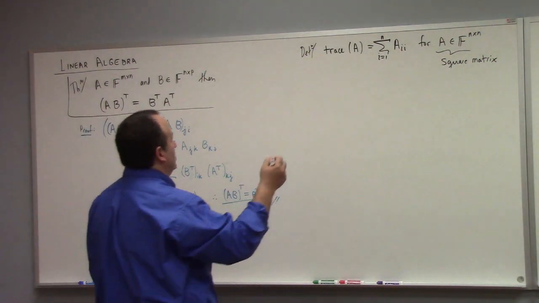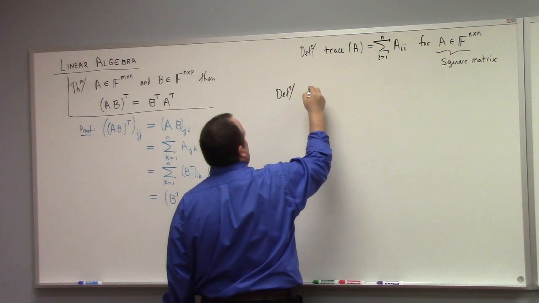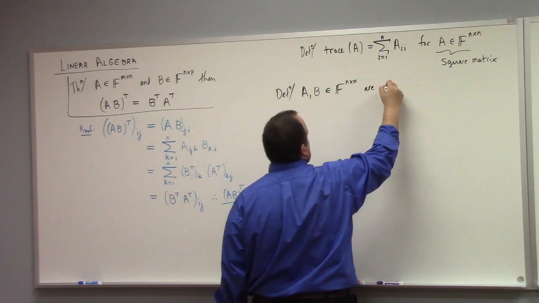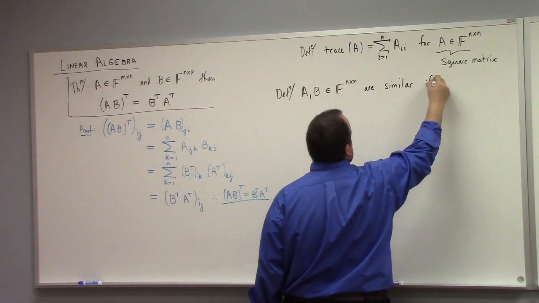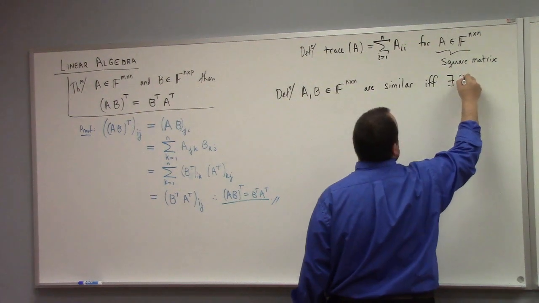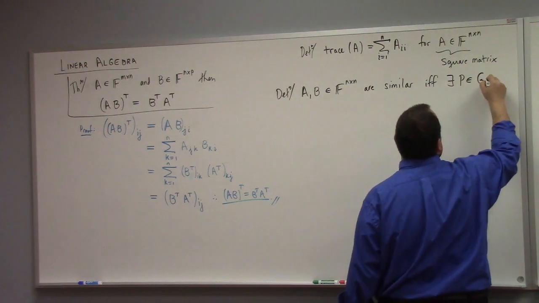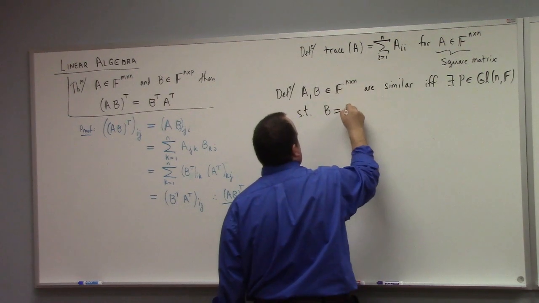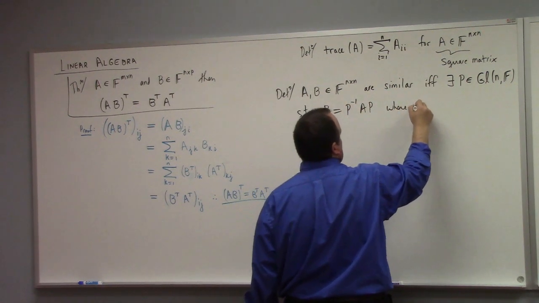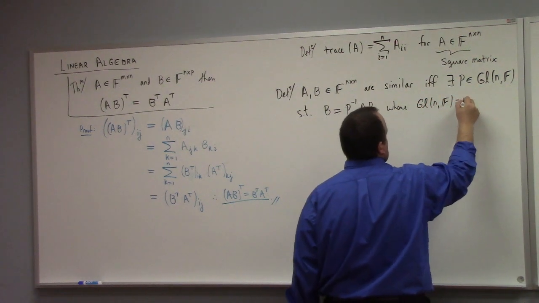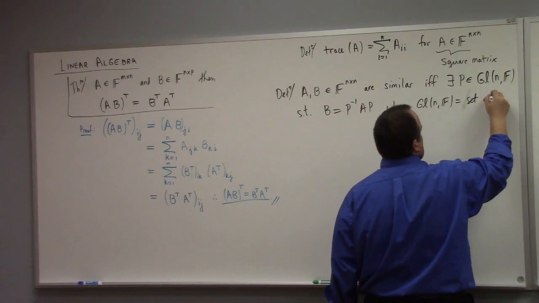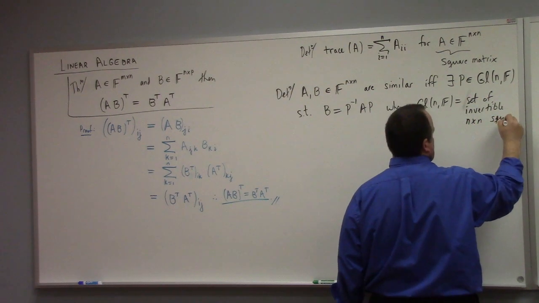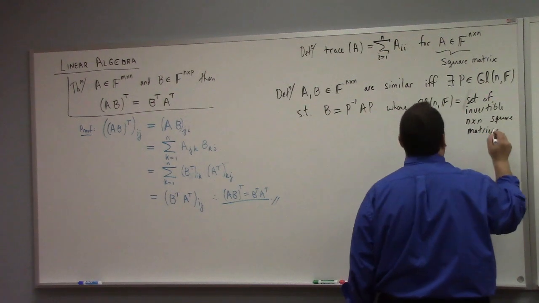What's a similar matrix? We'll get back to this more, but A and B in F^(n by n) are similar if and only if there exists, let's say, P in GL_n(F) such that B is equal to P inverse A P, where GL_n(F) is the set of invertible n by n square matrices, right?